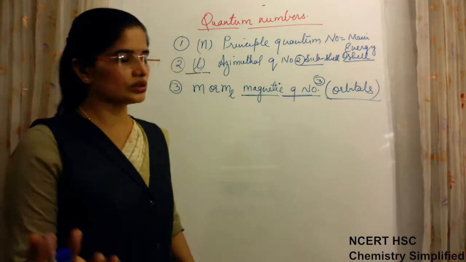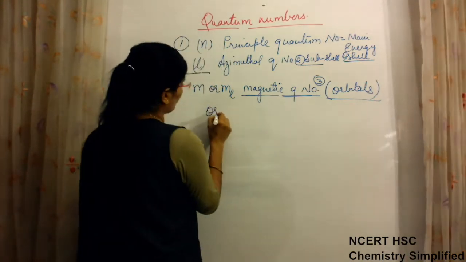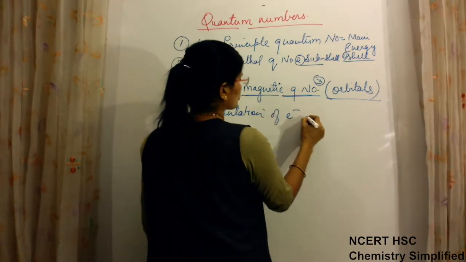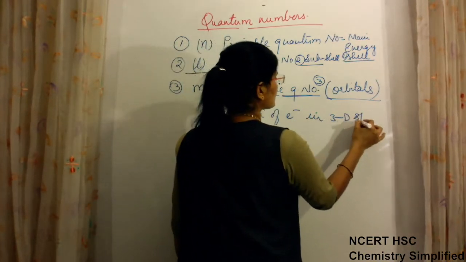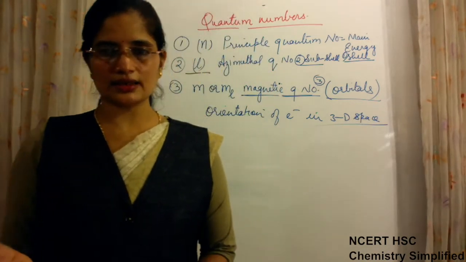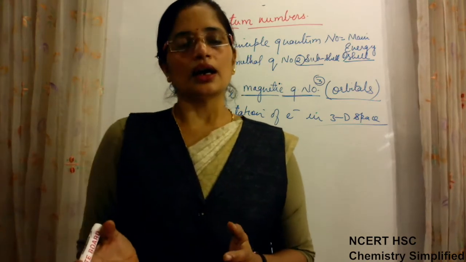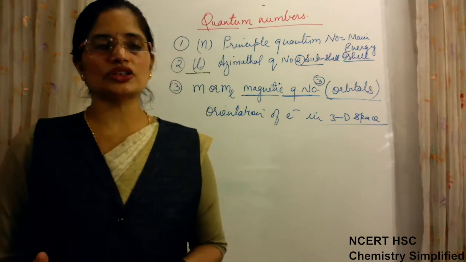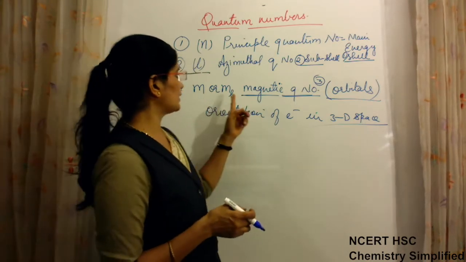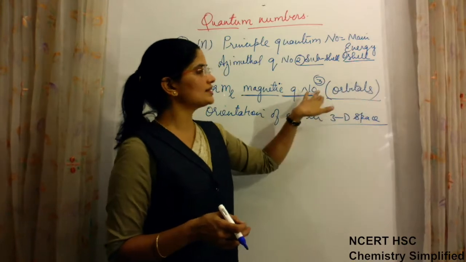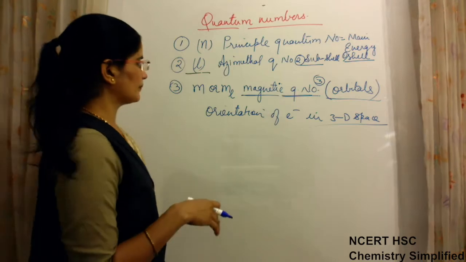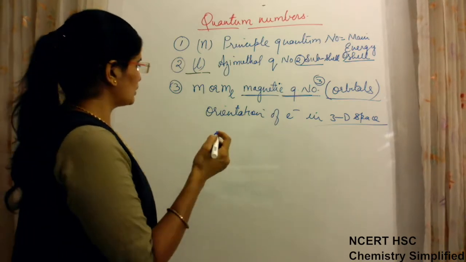And orbitals are actually what? Orbitals are actually the orientation of the electron in 3D space. How are they oriented? Because they are affected by the external magnetic field, they will orient themselves in a definite direction. What direction they orient themselves in is told by the magnetic quantum number, or in simple words, we are talking about orbitals. So how are orbitals known?